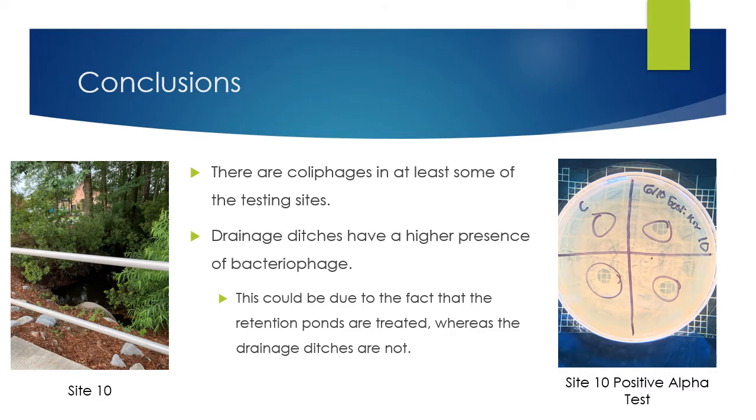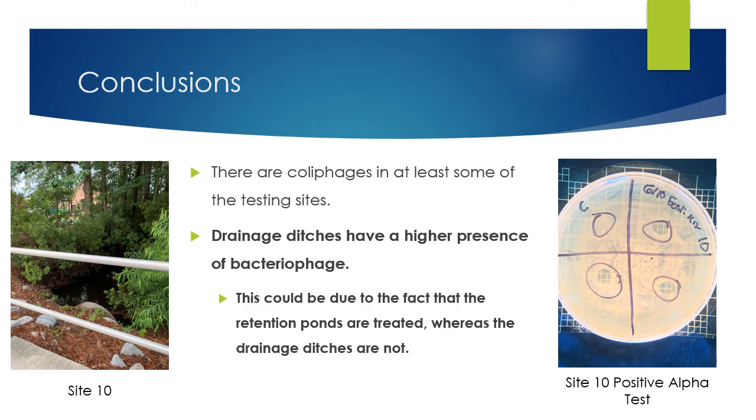What can we conclude from our results? Well, for starters, we can see from our findings that there definitely are coliphages in at least some of the aquatic testing sites around coastal. We had a high enough number of positive plaque assays to determine this, with most of them being in sites 9, 10, and 11. As I mentioned earlier, our results suggest that we are more likely to find bacteriophages in sites located along a drainage ditch. This could have been as a result of the fact that the drainage ditches were not treated, where some of the other sites may have been.